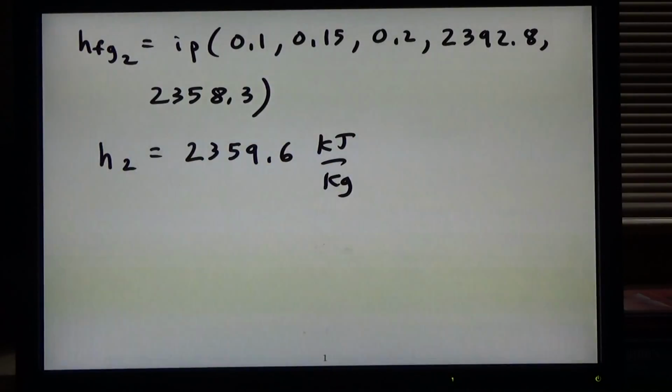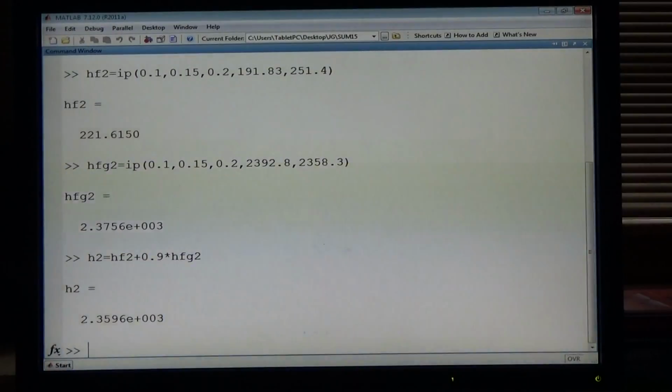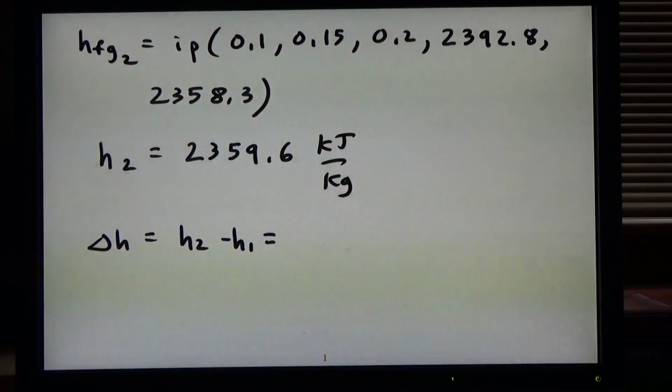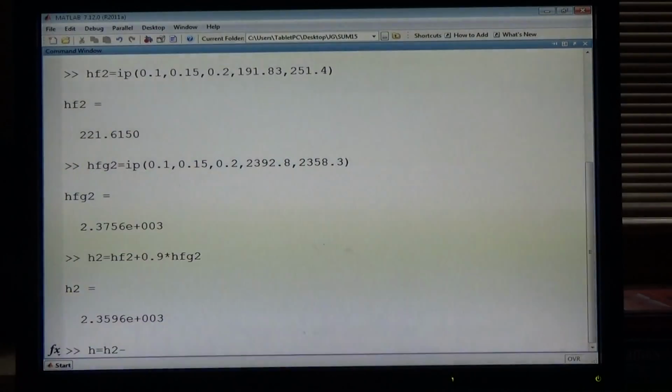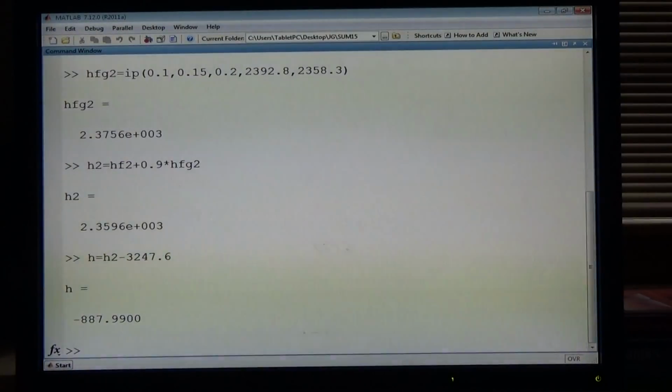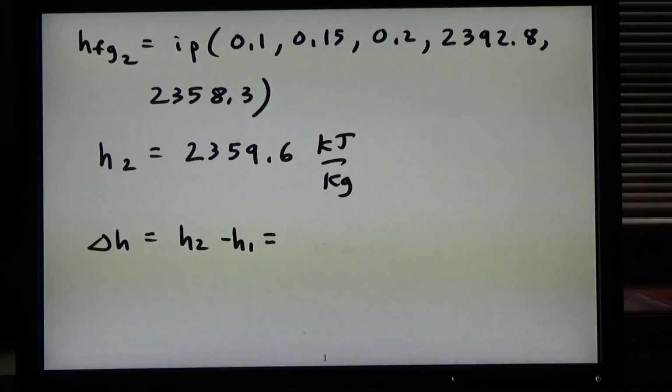Now we can calculate delta H. It's equal to H2 minus H1. So delta H is equal to H2, which we just calculated, minus H1. H1 was 3247.6. So delta H is negative 888, and that's in kilojoule per kilogram.